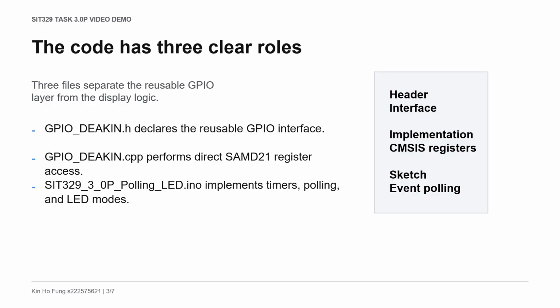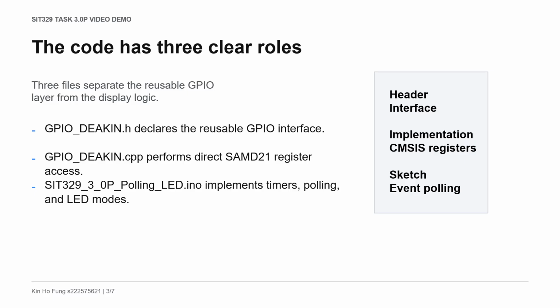The code is separated into 3 files. GPIO-Daemon.h defines the public interface, including the individual GPIO methods and the group display methods. GPIO-Daemon.cpp contains the direct CMSIS register operations. This is where direction set, direction clear, out set, and out clear are used.